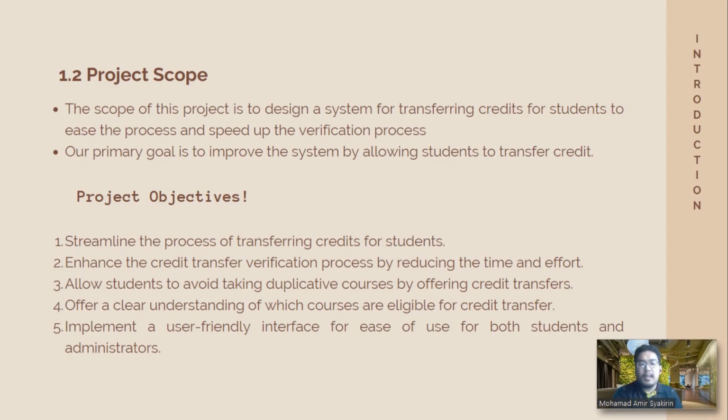And then for the project objective, we put five objectives. The first one is to streamline the process of transferring credit for students. The second one is to enhance the transfer credit verification process by reducing time and effort. The third one is to allow students to avoid taking duplicative courses by offering credit transfer. The fourth one is to offer a clear understanding of which courses are eligible for credit transfer. And the last one is to implement a user-friendly interface for ease of use for both students and administrators.